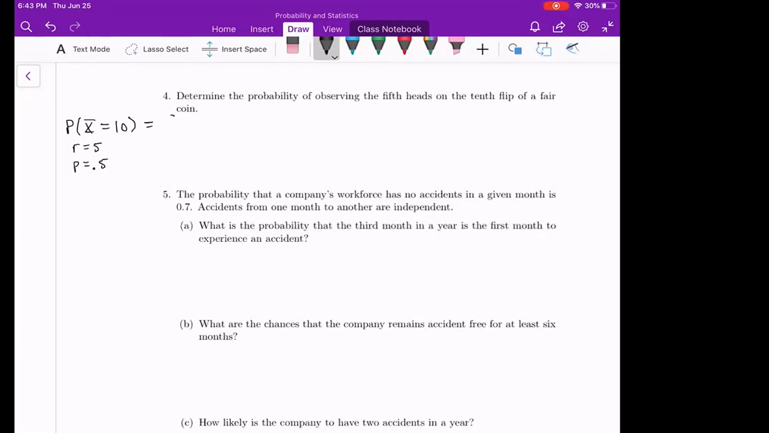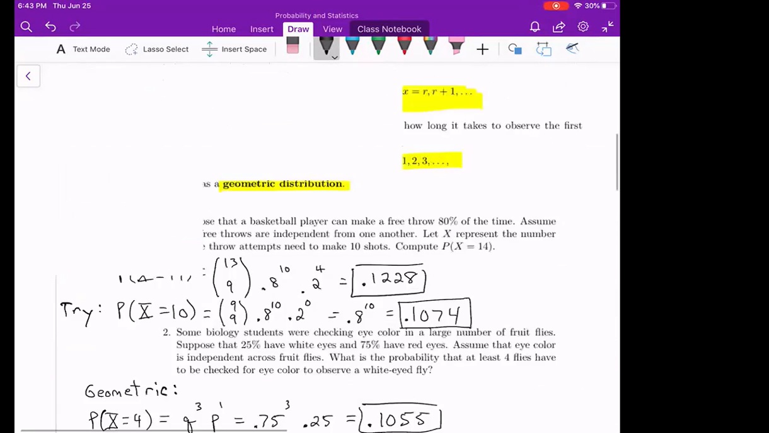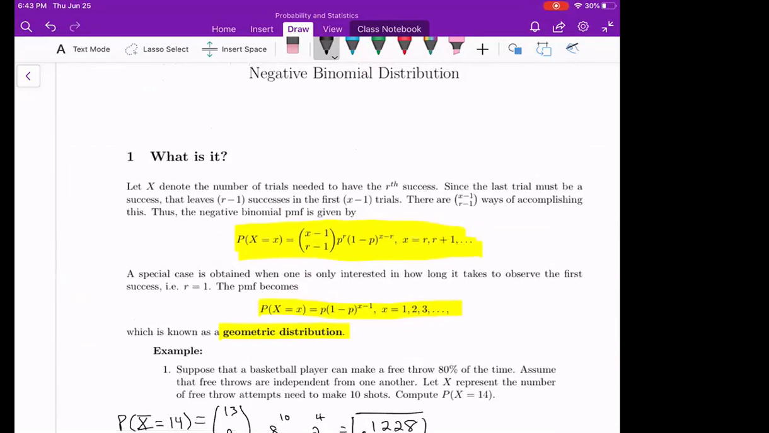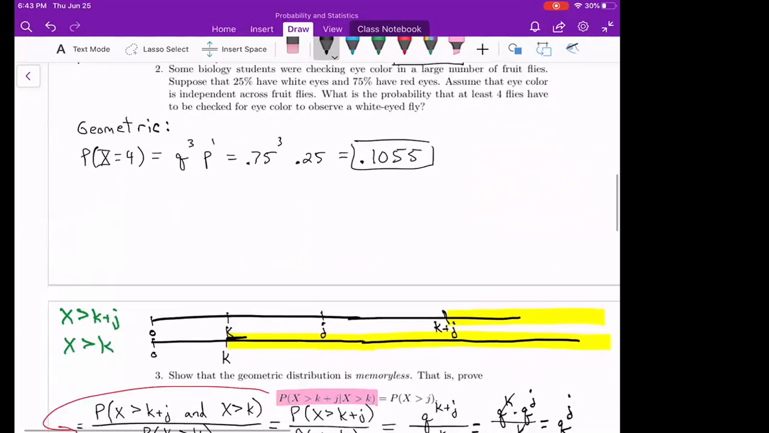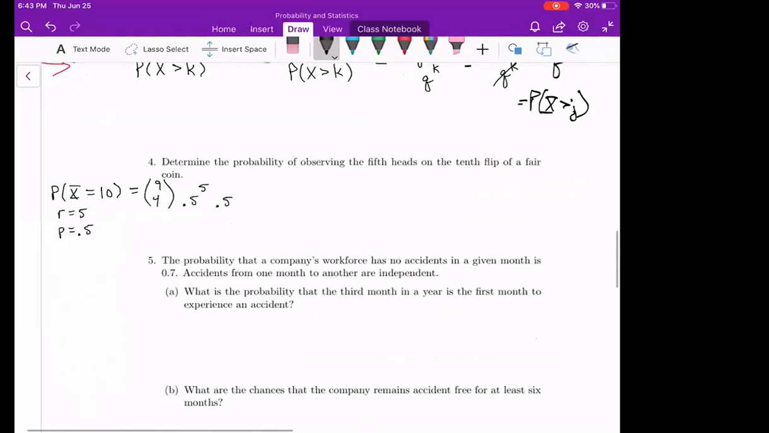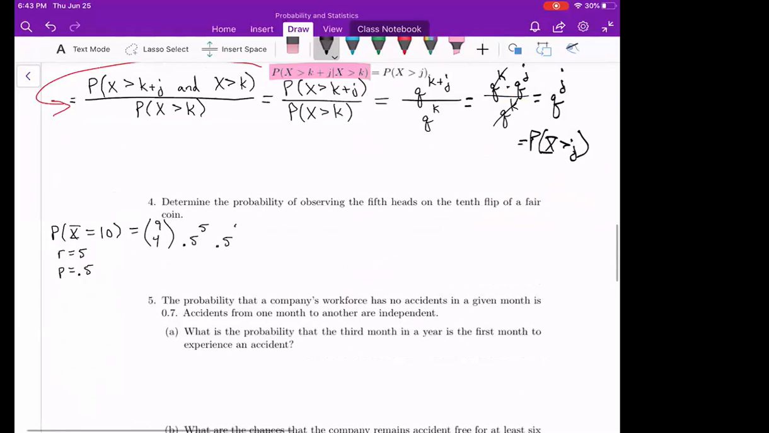So this is going to be 9 choose 4, 0.5 to the 5 successes. 0.5, this corresponds to failure, it's awkward having the same thing for success and failure, and that's going to be x minus r. So that is also 5, 10 minus 5. And this is what we want to calculate.